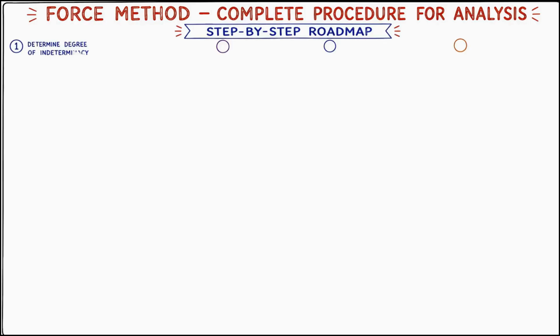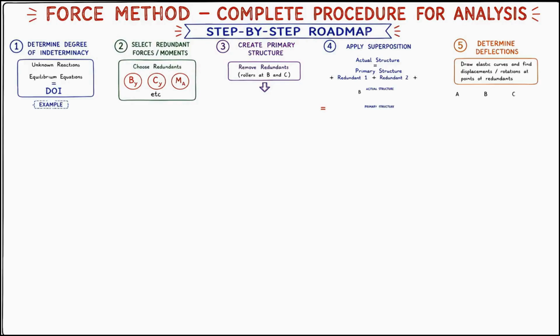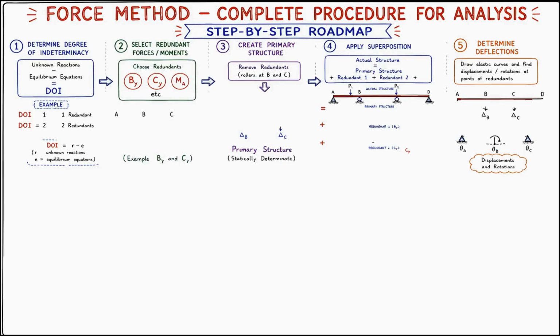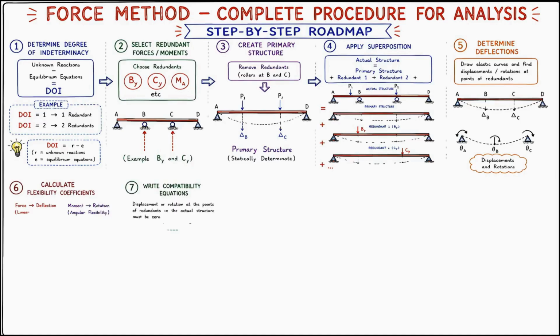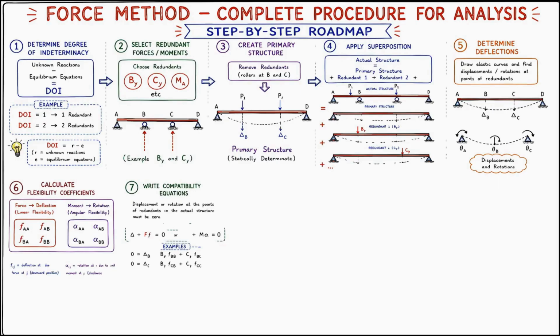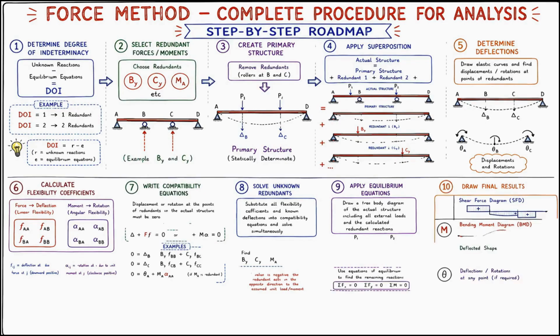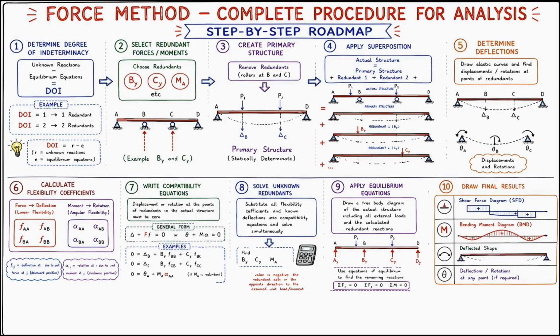Let us summarize the complete force method. Step 1, determine degree of indeterminacy. Step 2, choose redundants. Step 3, create primary structure. Step 4, apply superposition. Step 5, determine displacements. Step 6, calculate flexibility coefficients. Step 7, write compatibility equations. Step 8, solve for redundants. Step 9, apply equilibrium equations. Step 10, draw SFD, BMD, and deflected shape.